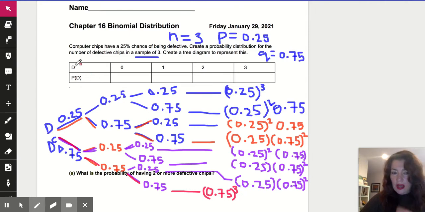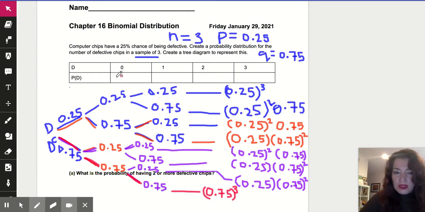So this D right here represents defective chips, and P of D is the probability of defective chips. So for the first one here, it says, what is the probability you will have 0 defective chips? When you look at our tree diagram, there is only one option for having 0 defective chips, and that is the last one here. So the first one's 0.75, the second will be 0.75, and the third one will be 0.75. There's only one time this happened.